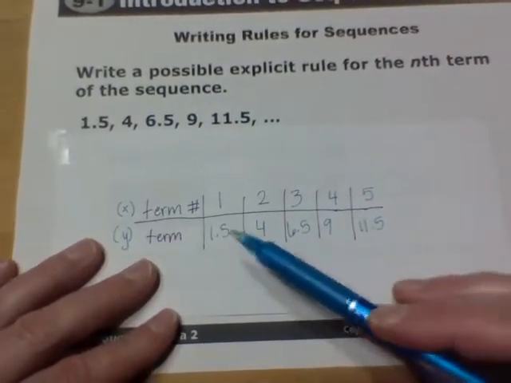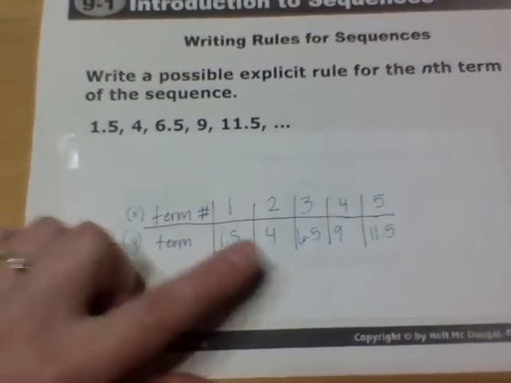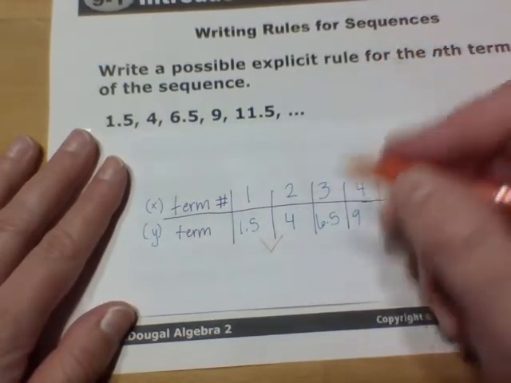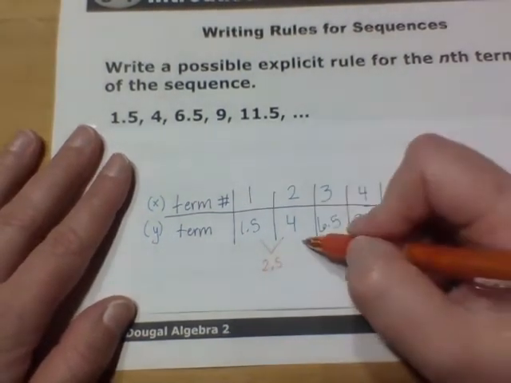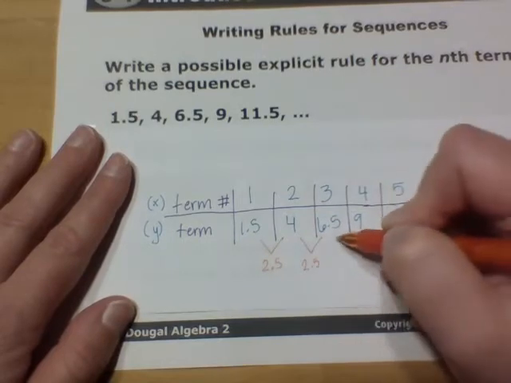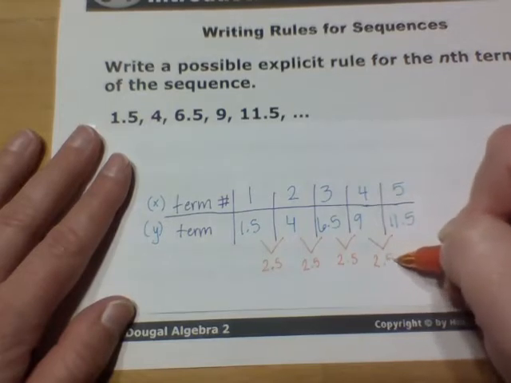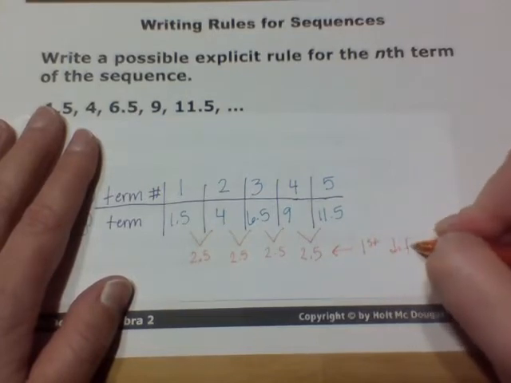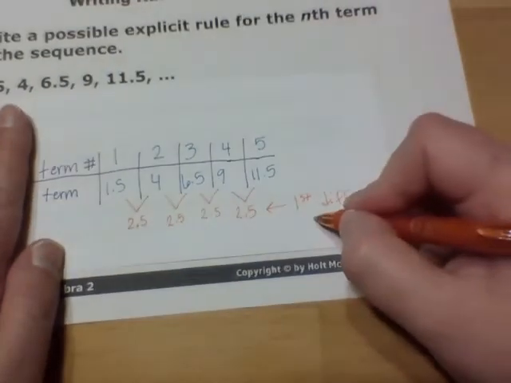So in that case, we're just trying to find out how it moves here. So between 1.5 and 4, it turns out that you add 2.5. So 2.5 is that first difference. From 4 to 6.5, it's also 2.5. From 6.5 to 9, it's another 2.5, and then lo and behold, 2.5. So again, because all of these numbers are the same, which are the first differences, that means that it is linear.